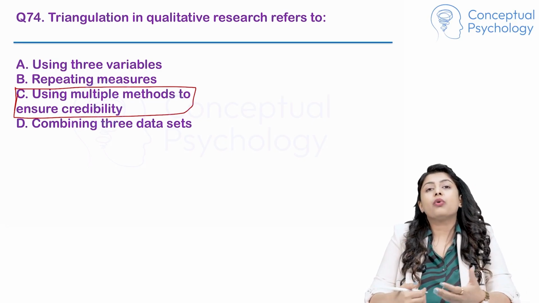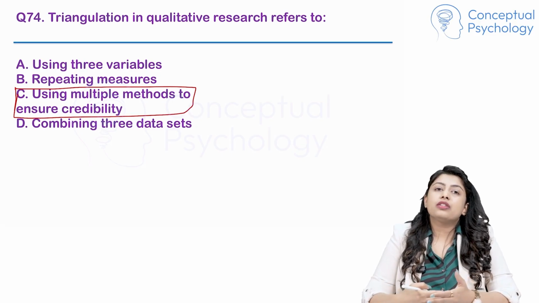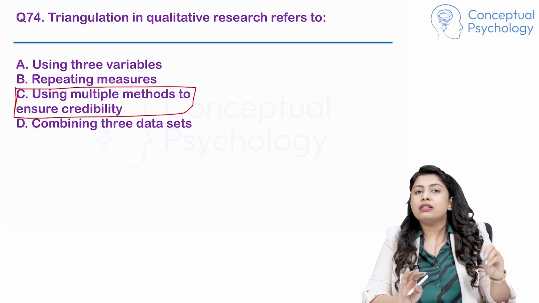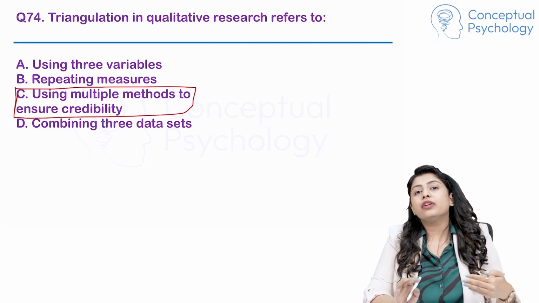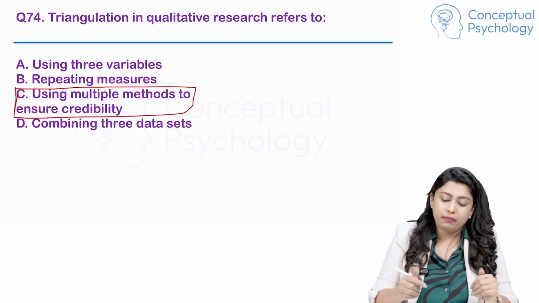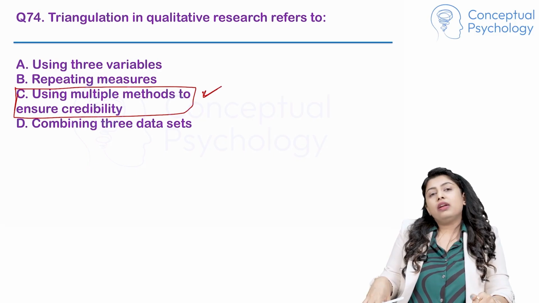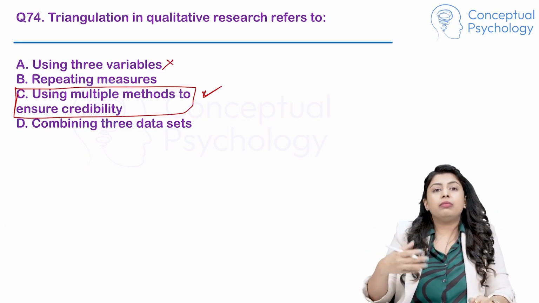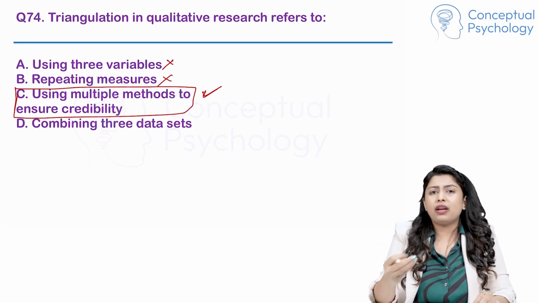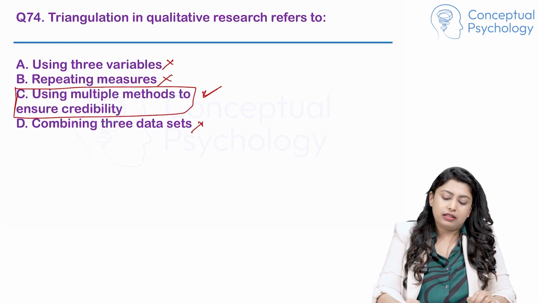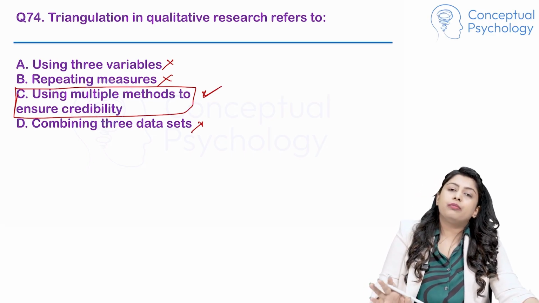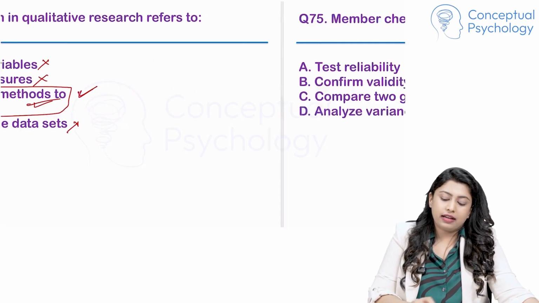So triangulation involves using multiple methods or sources, researchers or theoretical perspectives also to study the same phenomenon. Okay, multiple people, multiple resources, multiple methods are used to study the same phenomenon. So this actually enhances the credibility and the trustworthiness of the qualitative research by providing multiple lines of evidence and reducing the impact of potential biases. Okay, so using three variables, this is not the definition of triangulation. Repeating measures, this is more like reliability testing, not triangulation. Combining three data sets, which is too narrow. Triangulation can involve various forms of multiplicity. Okay, so triangulation strengthens the qualitative research credibility by incorporating multiple approaches to study the same phenomenon. Hence, C is the correct answer.